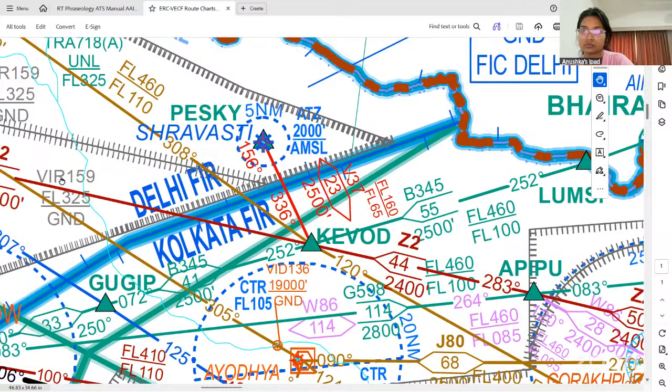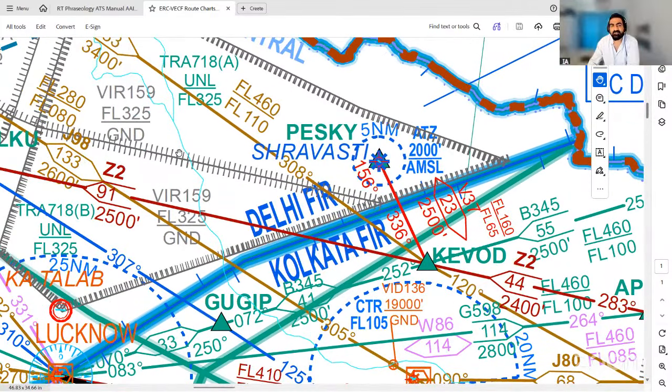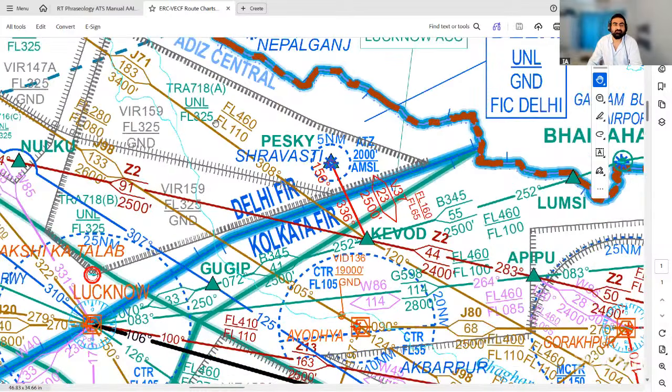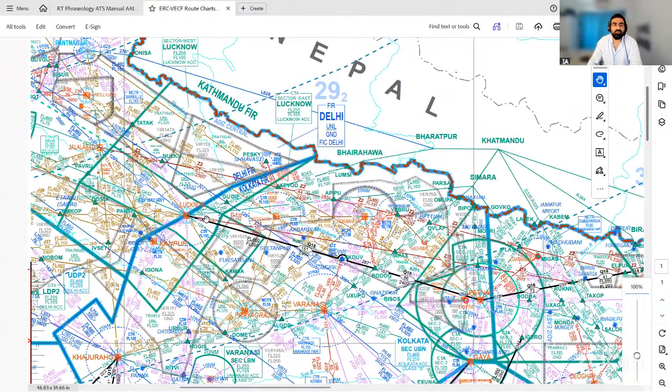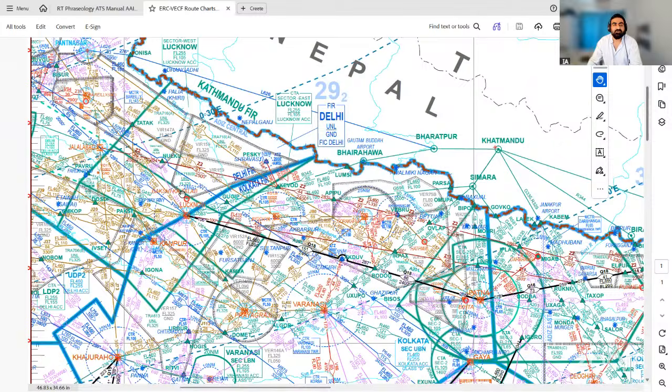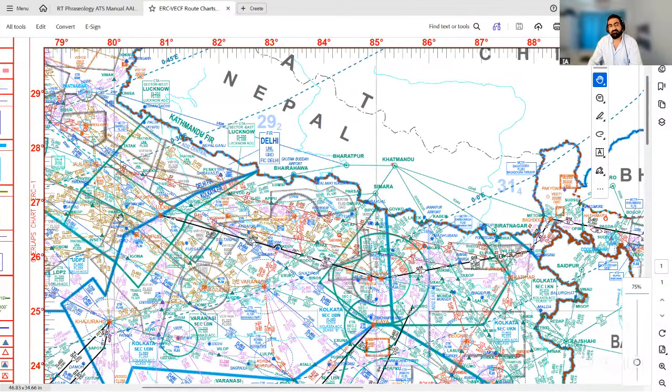See here we have a restricted area. Restricted area. This is a very sensitive place. Why sensitive? We are near the border. We are near Lucknow. Lucknow area is sensitive with defense activities. Delhi, Srinagar, somewhere around Jaipur, these are all sensitive areas.